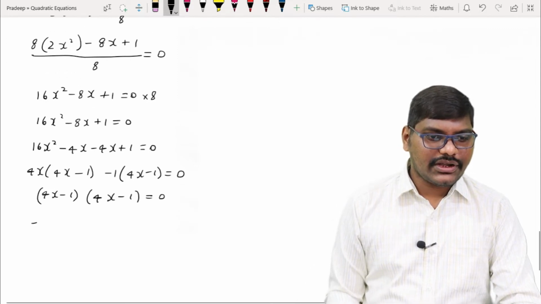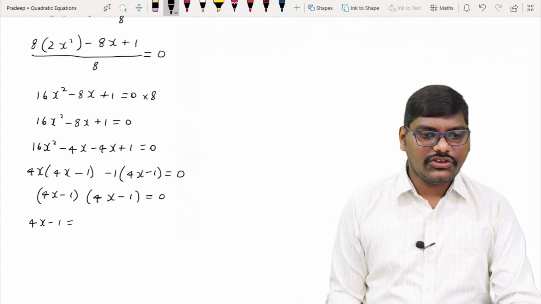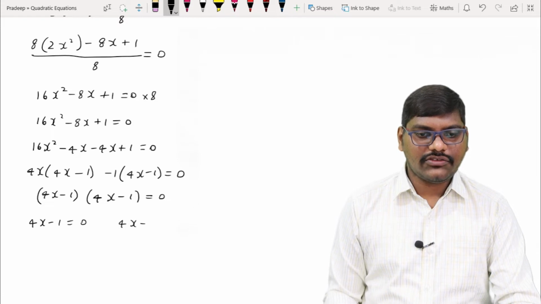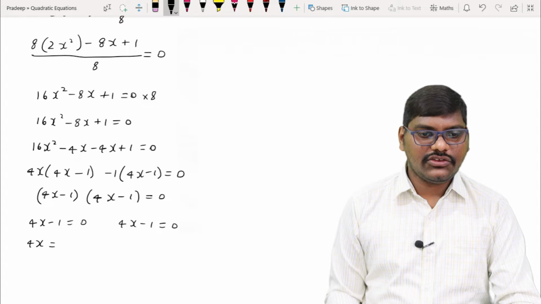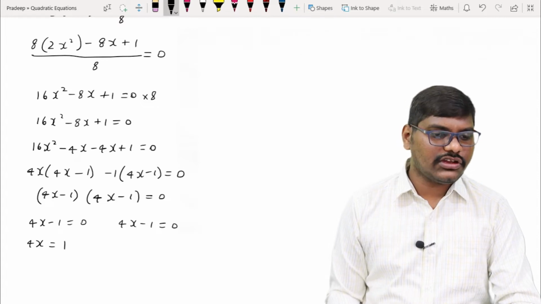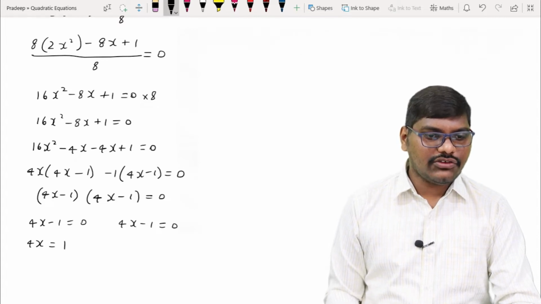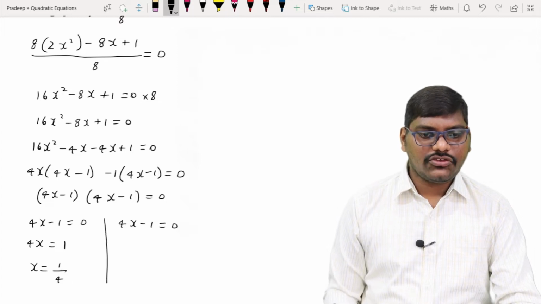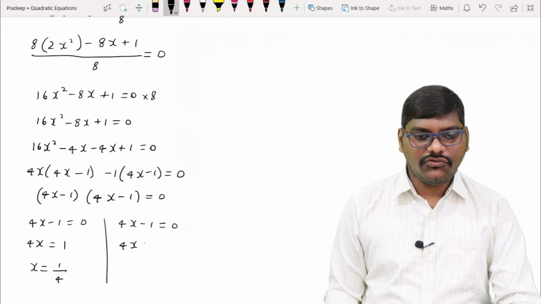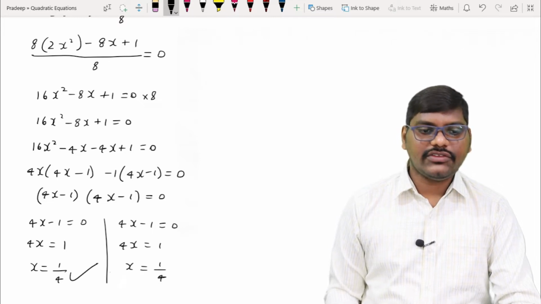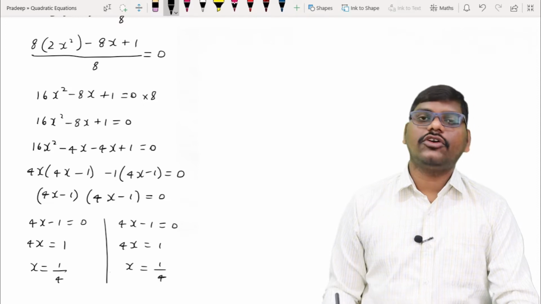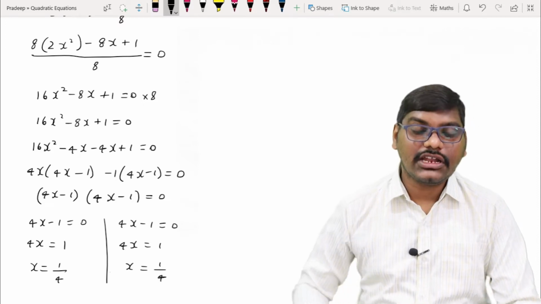I can take separately 4x minus 1 equal to 0, and this also 4x minus 1 equal to 0. If I send the 1 to the other side, it becomes plus 1, and if I send the 4 to the other side, x equals 1 by 4. This also, 4x equal to 1, then x equals 1 by 4. In both cases we got the x value as 1 by 4. So these are the factors of this quadratic equation.